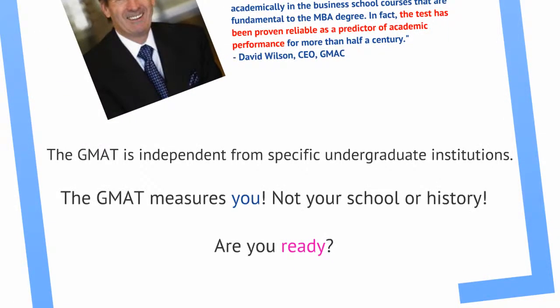That means that the GMAT is independent from your specific undergraduate institution. That means that the GMAT is going to measure you, not your school or your work history. So your score is going to be just the same measurement as a score from a student from UT or Vanderbilt or Princeton or Yale or Harvard. Every student that wants to enter into a graduate business program typically needs to sit for the GMAT exam. The question is, are you going to be ready?